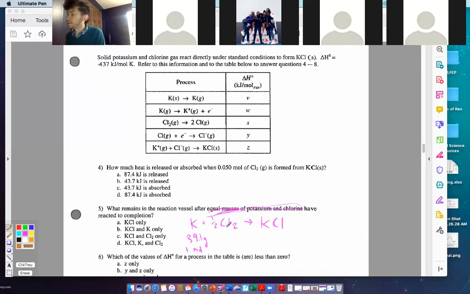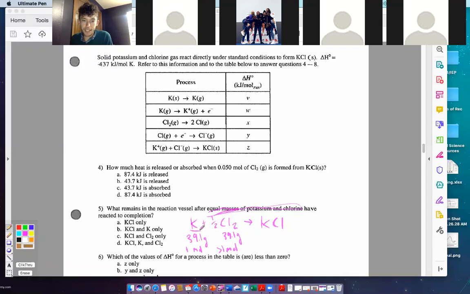The molar mass of chlorine, 1/2 of Cl2 is just 1 chlorine, is 35.45. So if I react the same mass, and the molar mass of chlorine is 35.45, I know I have more than 1 mole. I have 1 point something moles. So I have greater than 1 mole of chlorine.